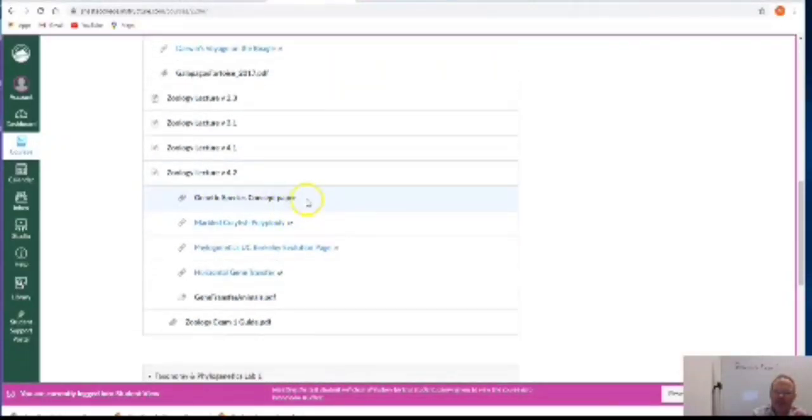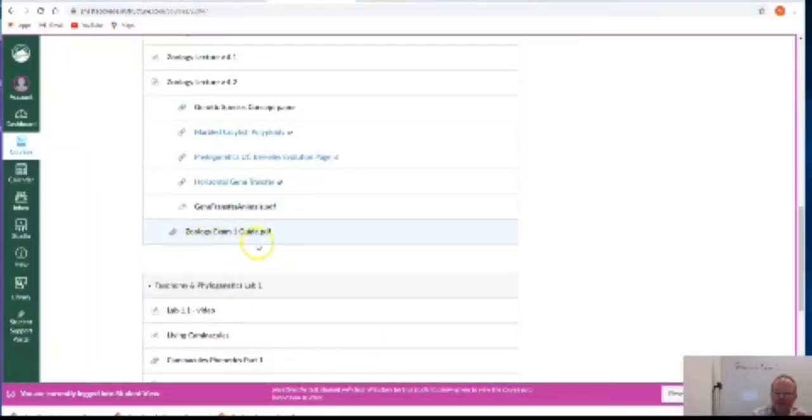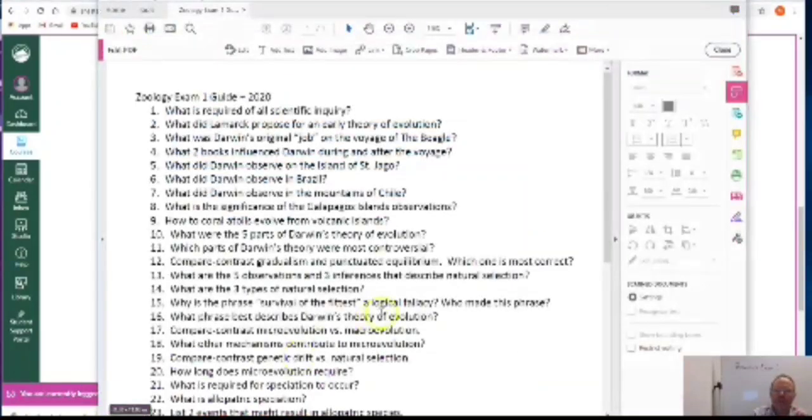I have some species concept and polyploidy articles here related to last week's chapter. And then I have the links for phylogenetics, horizontal gene transfer, and gene transfer in animals for today's lecture. Then there is this link here for the Zoology Exam 1 study guide. And I'm sure a lot of you have looked at this page. I want to open this page up now and take a look.